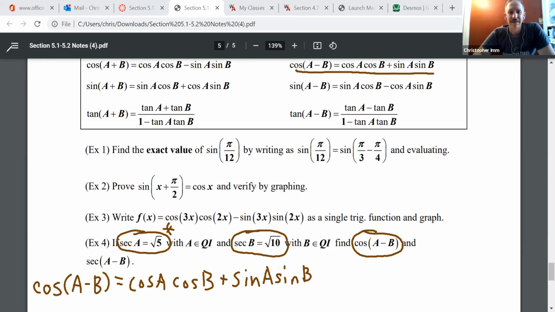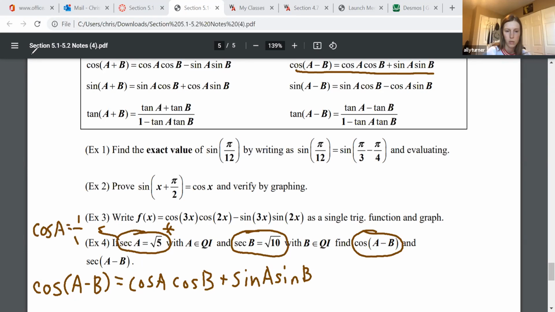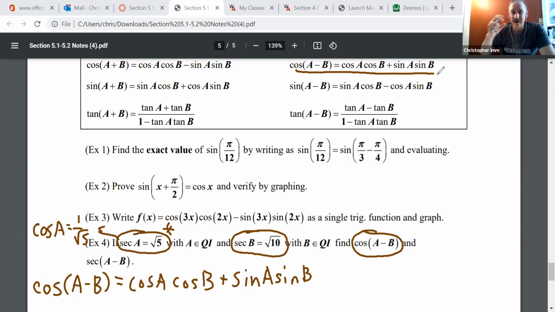Well, wouldn't secant be 1 over cosine? It sure is. It's a great job. So if secant is 1 over cosine, then the cosine of A would be one over root 5. Does that make sense? So if secant is 1 over cosine, then our cosine is 1 over secant. And so that would be just 1 over root 5.